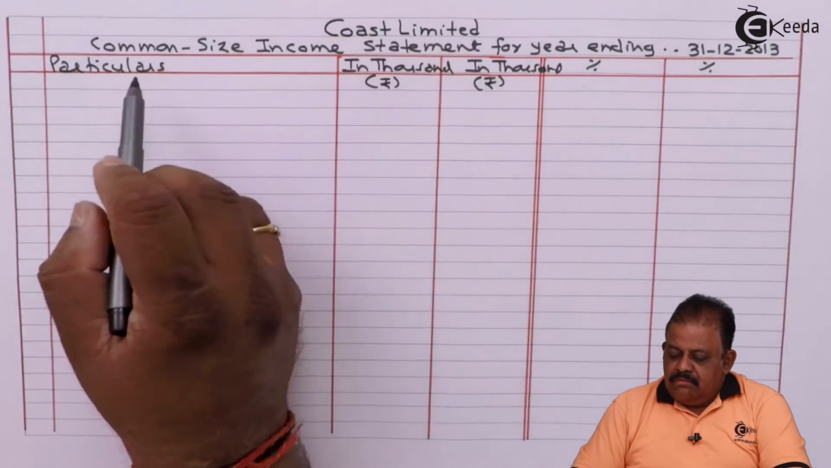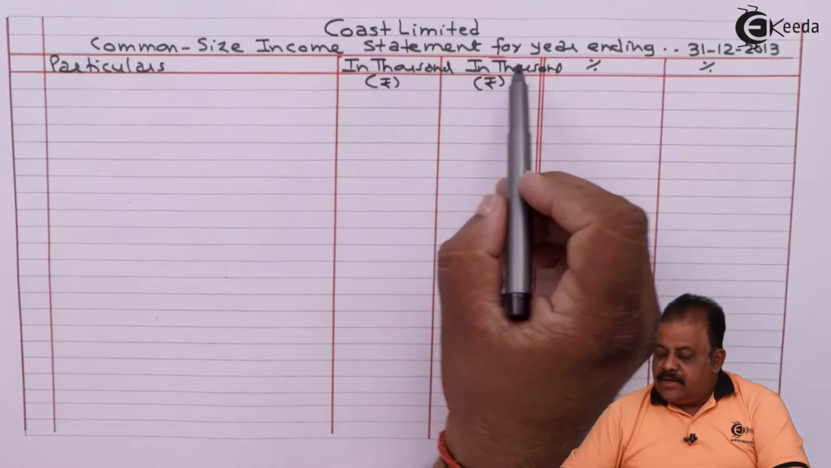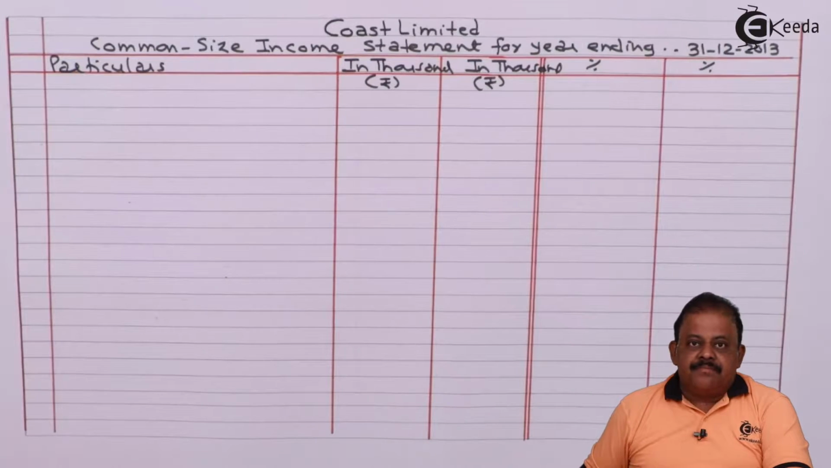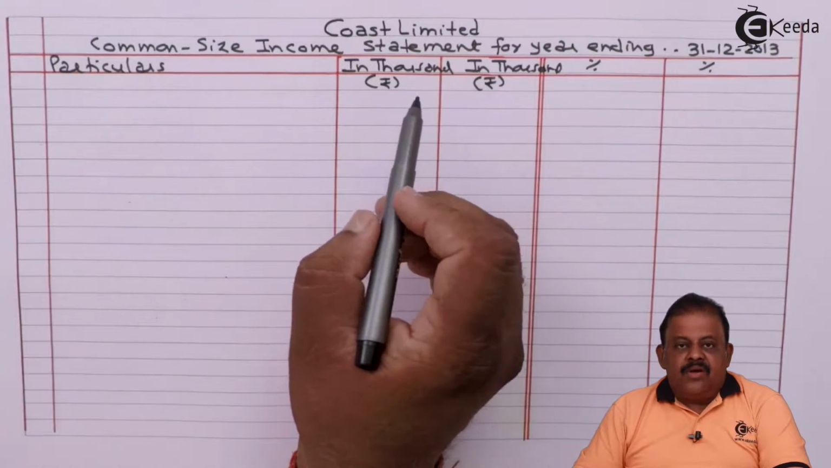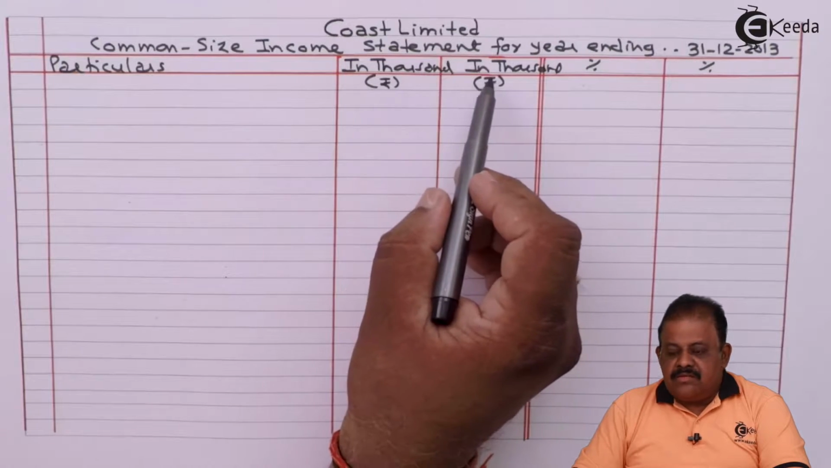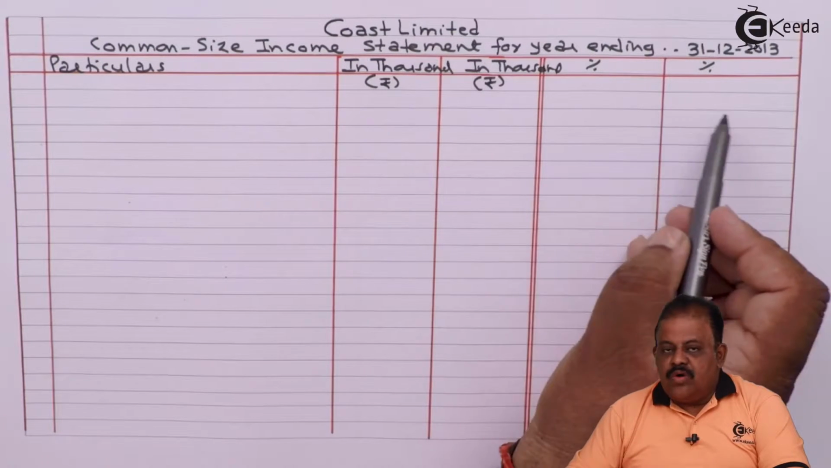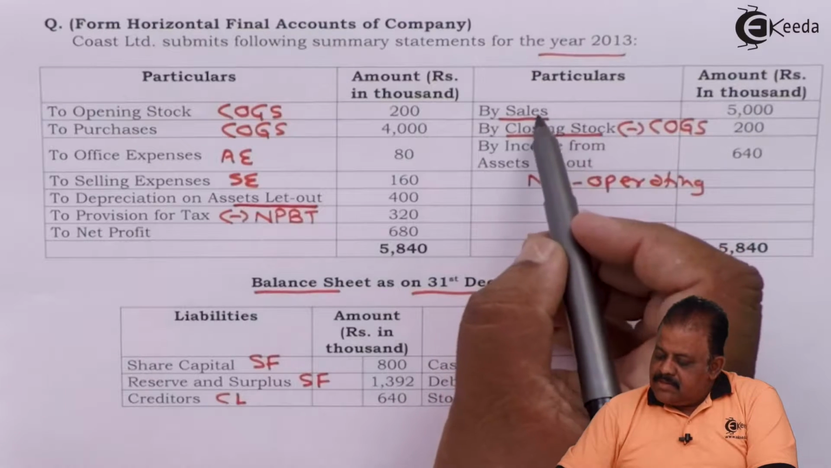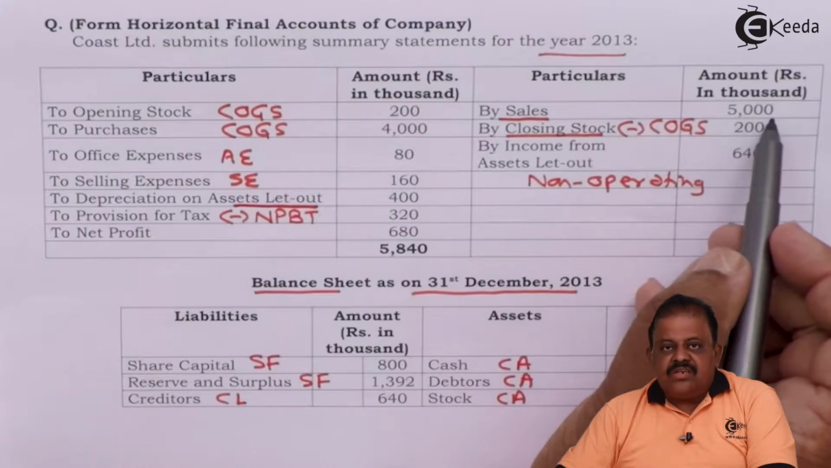Coast Limited common size income statement for the year ending 31st December 2013. Particulars, all amounts are given in thousands, so in thousands rupees, and these two are percentage columns. We have to first start with the sales. Sales 5,000.